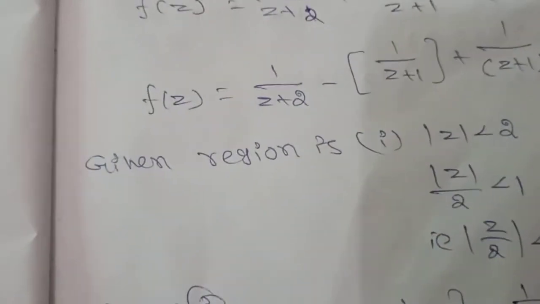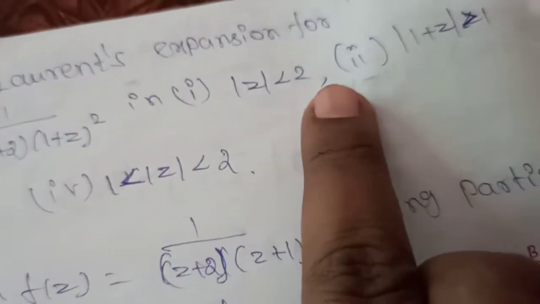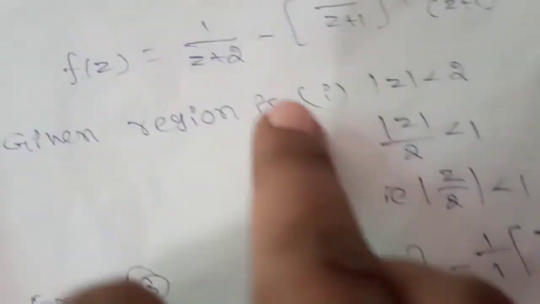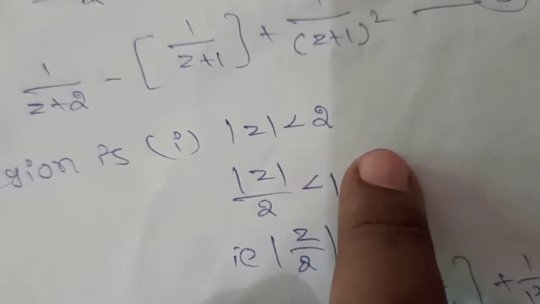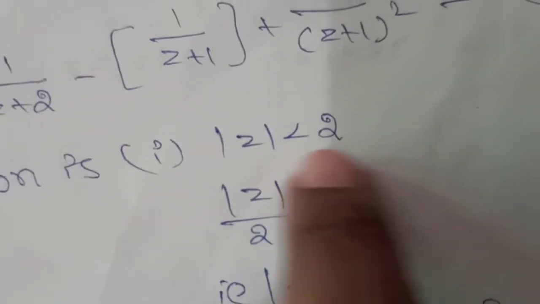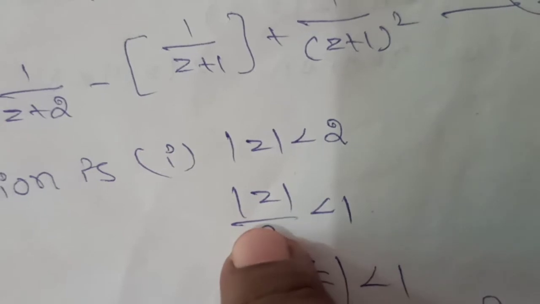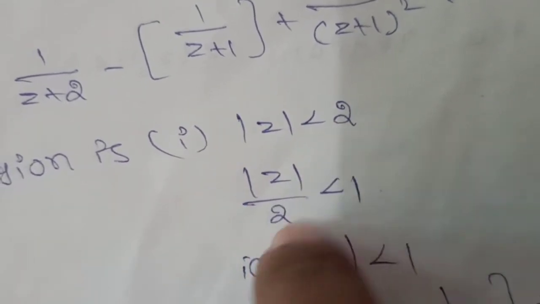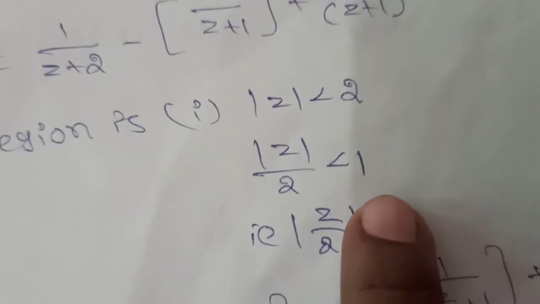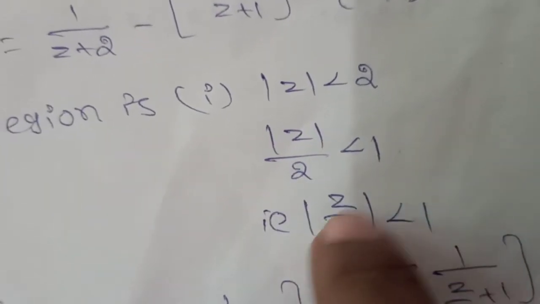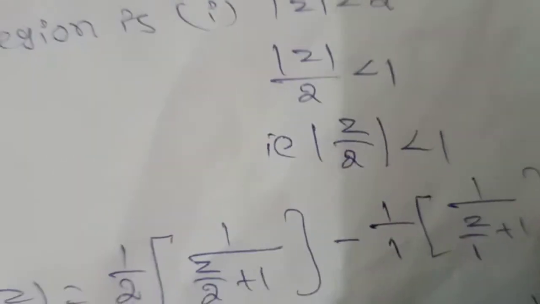Next step, take the given region. The first region is modulus of z less than 2. We replace this by a less than 1 condition, so the 2 on the right side moves to the left side: modulus of z divided by 2 is less than 1, that is modulus of z by 2 is less than 1.